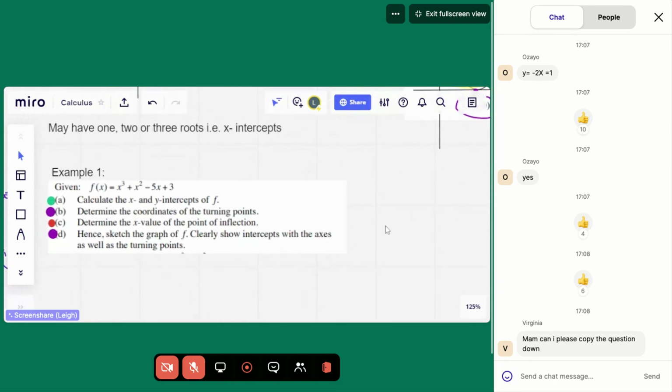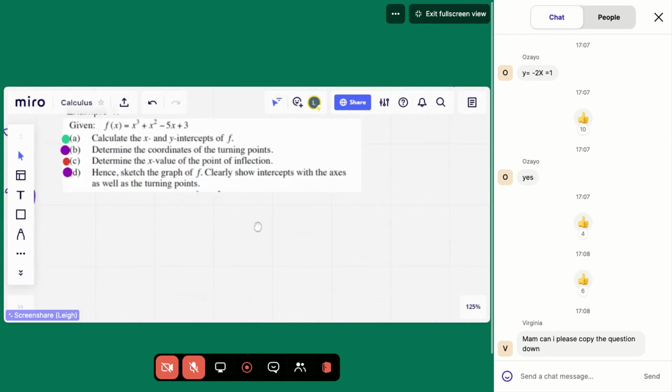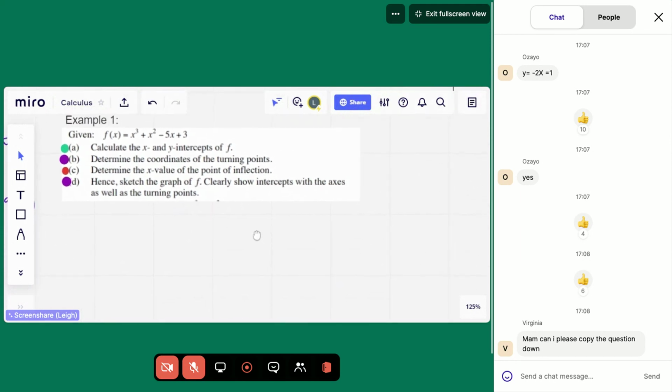All right, so let's get into the first sort of question that we would get on a section like this. So hopefully everybody can see that nice and clearly. Example number 1, we've been given a function f of x equals x cubed plus x squared minus 5x plus 3.